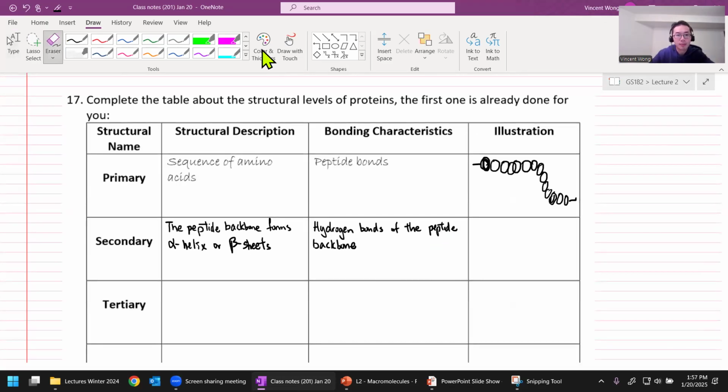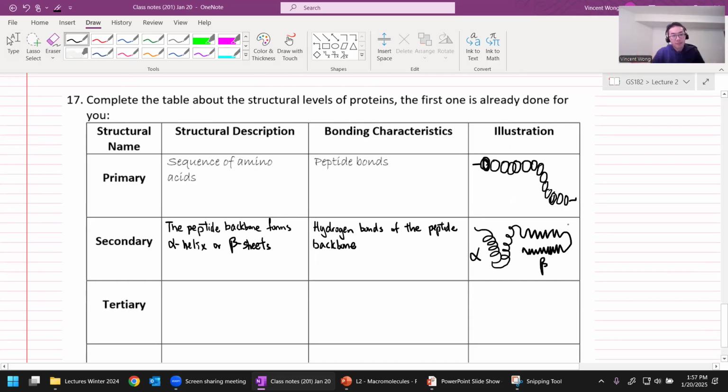So you might remember, there are the alpha helices and then there are the zigzags. These are alpha, these are beta. You can have both. You don't have to have both. You might only have alpha, only have beta. All right.